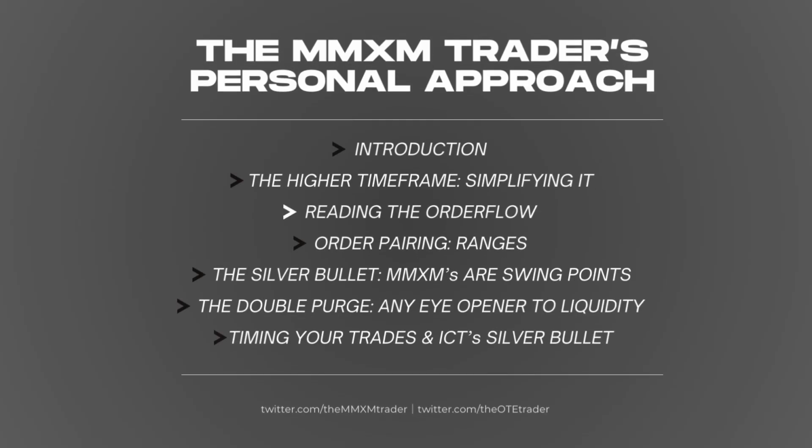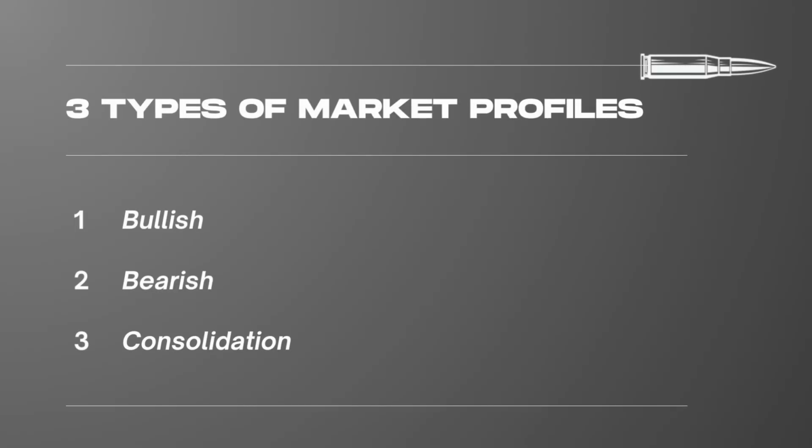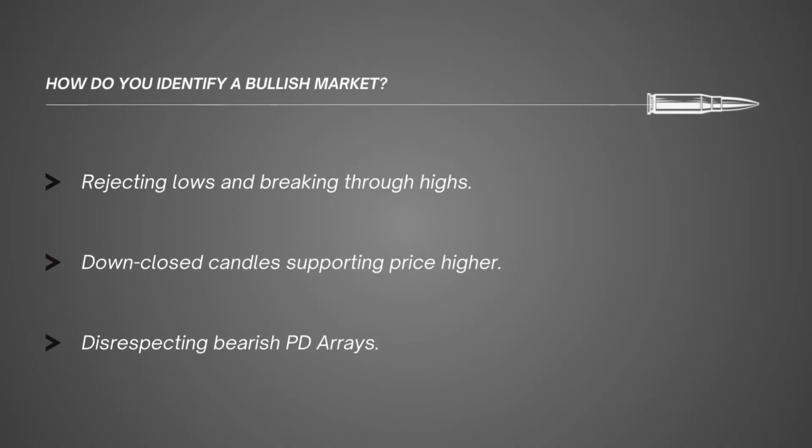Now that we went over the higher time frame, let's go into reading the order flow. First of all, we need to determine what type of market profile we are in. We've got three types of market profiles: a bullish market profile, a bearish market profile, and consolidation, which is sideways price action. Now, how do you identify a bullish market?